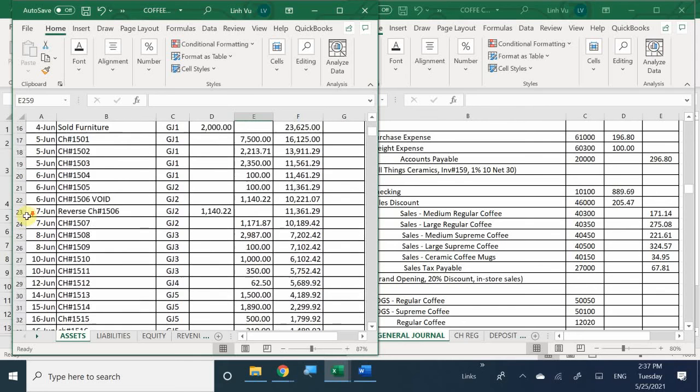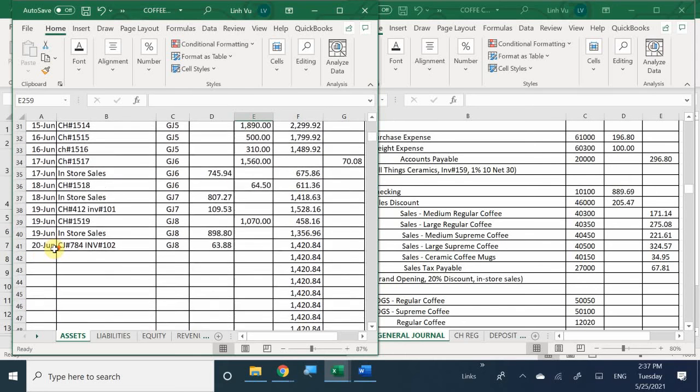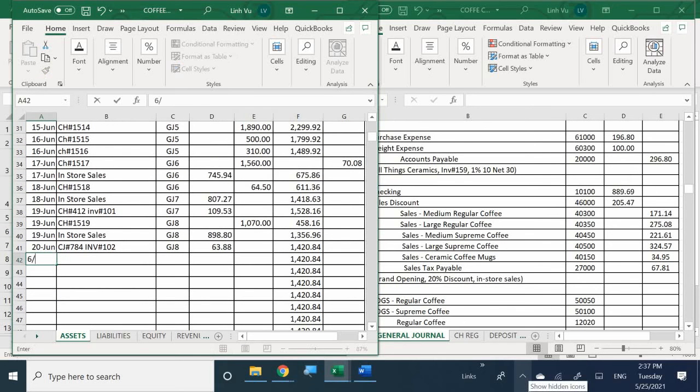June, in-store sales. General ledger 9. And debit that for $889.69. My running total is $2,310.53. Good. After this, scroll down to sales for regular medium coffee.